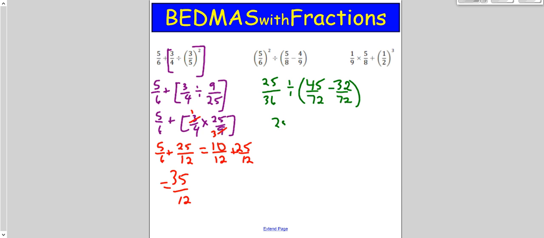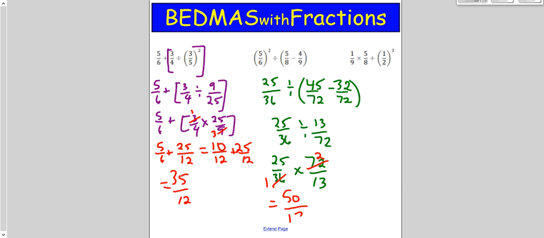All right, 25 over 36 divided by 45 minus 32, which is going to be 13 over 72. So 25 over 36 times 72 over 13. Okay, so 36 times 2 is 72. So I can cancel that out and put a 1, and cancel this out and put a 2. And then 25 and 13, there's nothing that can cancel there. So 25 times 2 is, oops, sorry, 25 times 2 is going to be 50. 1 times 13 is going to be 13.